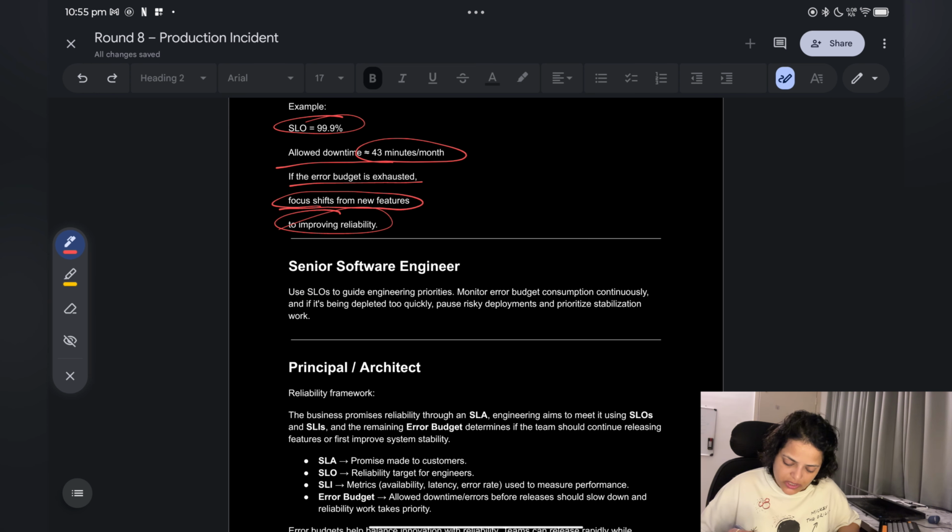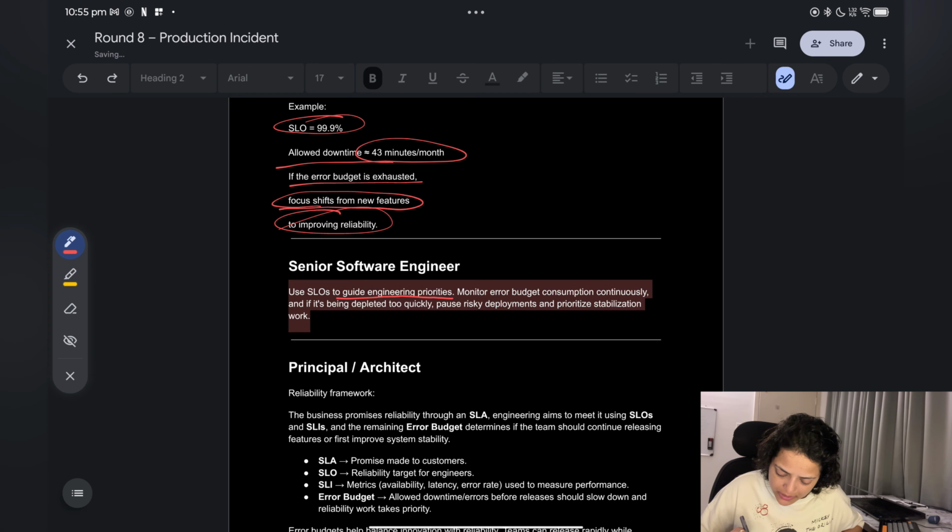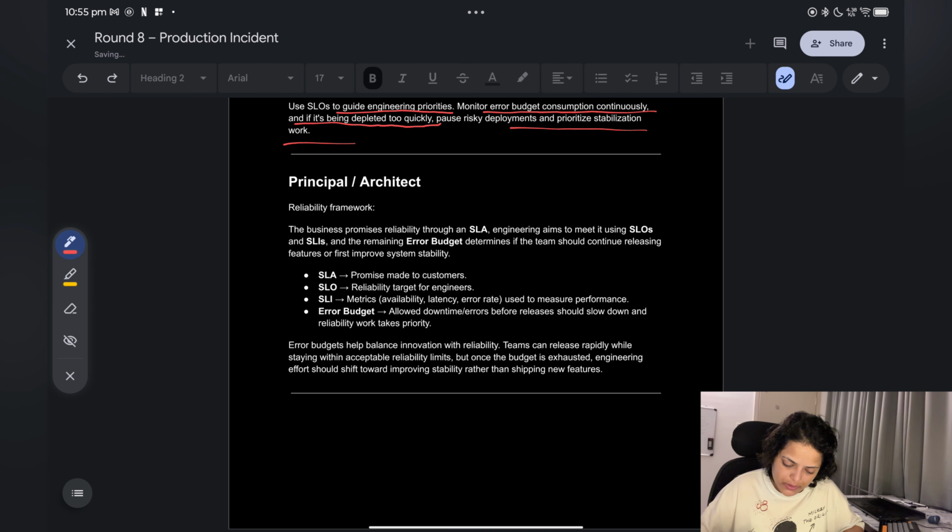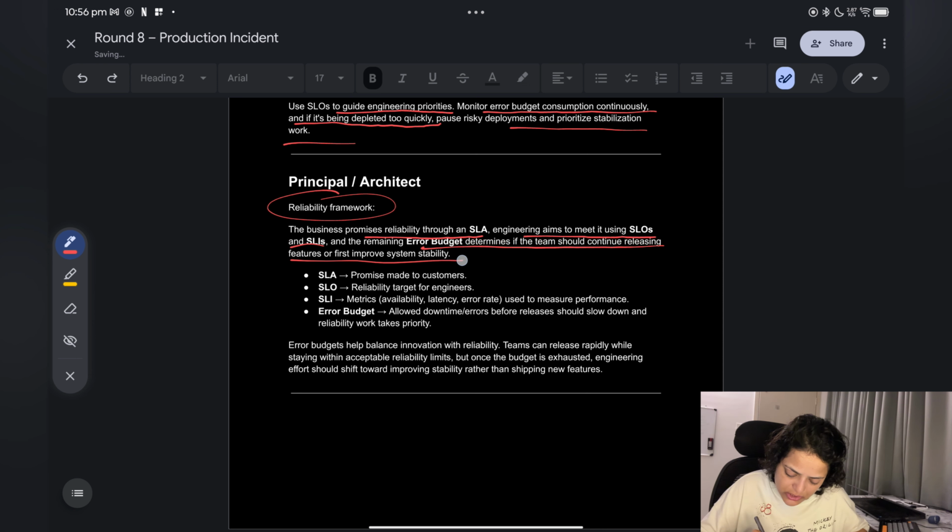Now a senior software engineer will say use SLOs to guide engineering priorities, monitor error budget consumption continuously, and if it's being depleted too quickly, pause risky deployments and prioritize stabilization work first. A principal architect will say that he will use the reliability framework. Now, what is in the reliability framework? The business promises reliability through an SLA. Then engineering aims to meet it using SLOs and SLIs. SLIs are indicators. The remaining error budget determines if the team should continue releasing features or first improve system stability. This is what we have seen.